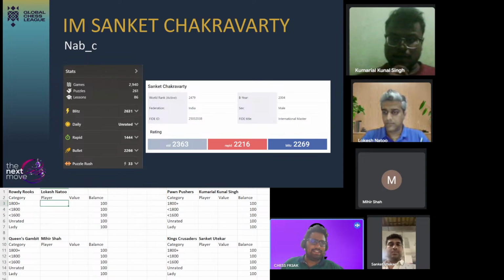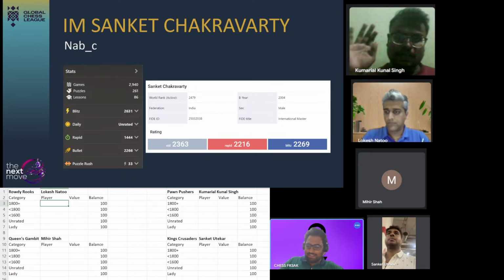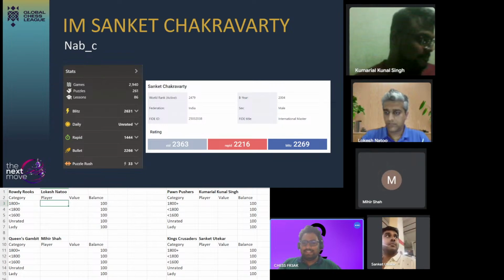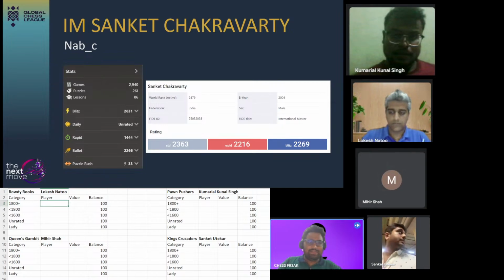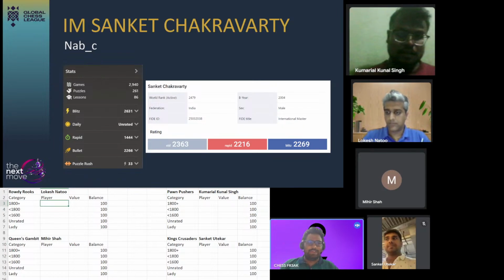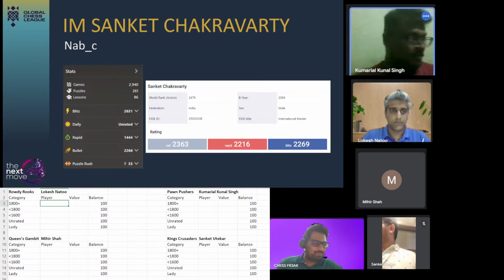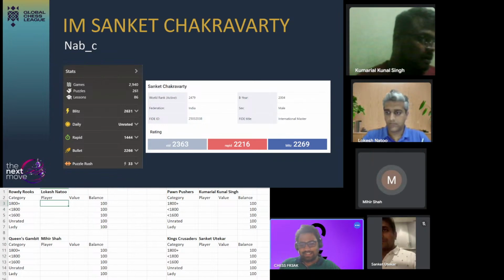Are you guys interested in the top seed of this tournament, International Master Sanket Chakravarti? We only have two title players. Kumar Kunal Singh has said 30 points. Pawn Pushers, and straight away he counters it. Queen's Gambit, 31 points. Do we see any more bids? The top rated player. We have only two title players and one FIDE Master, one International Master. He's the top seed with the highest title. Kumar Kunal Singh is saying 32, Pawn Pushers, 32 for International Master Sanket. 35 straight away, Mihir Shah, Queen's Gambit, 35.